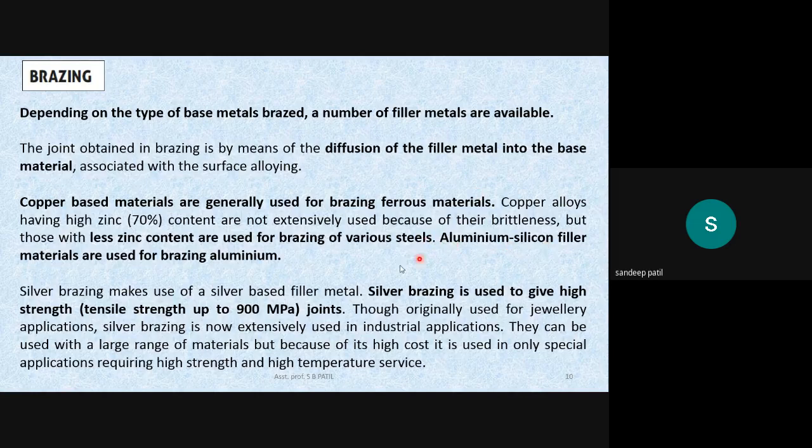Also, aluminum silicon filler materials are used for brazing aluminum material. Silver brazing makes use of silver based filler metal. Silver brazing is used to give high strength joints, with tensile strength up to 900 MPa. Though originally used for jewelry applications, silver brazing is now extensively used in industrial applications also. It can be used with a large range of materials, but because of its high cost, it is used only in special applications requiring high strength and high temperature services.